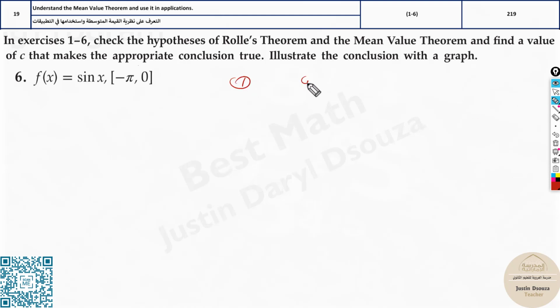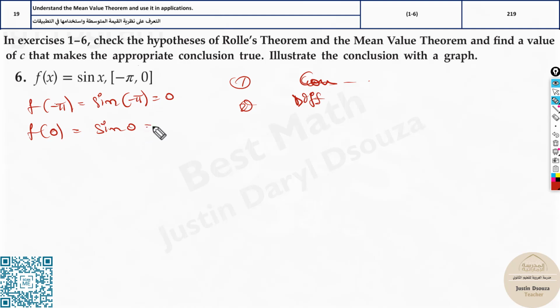See, step 1 is continuous. You should write this is continuous. Step 2 is differentiable. These are very important statements. Next one, we will do f of minus pi equals sine negative pi, which will be 0. What about f of 0? Sine 0 is 0. Since, third statement, f of minus pi is equal to f of 0 is equal to 0, we use Rolle's theorem. So this is important.